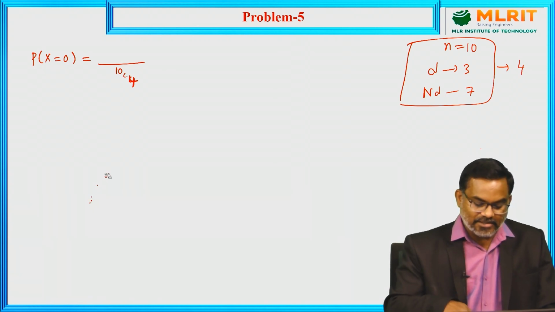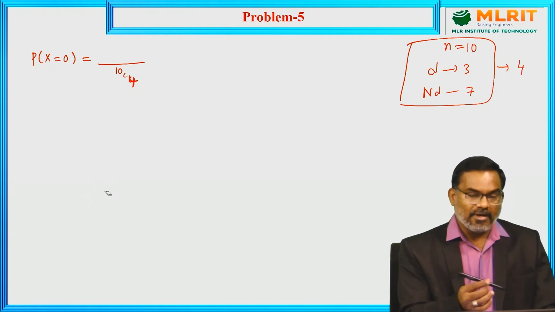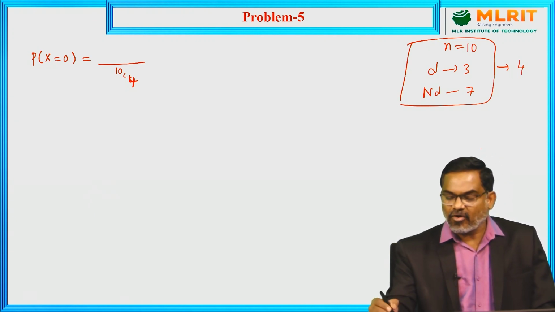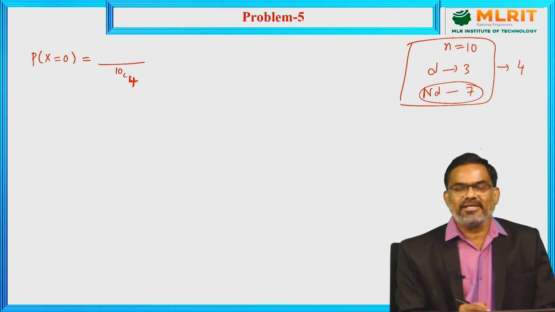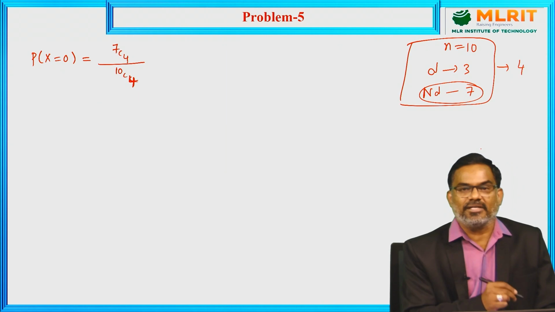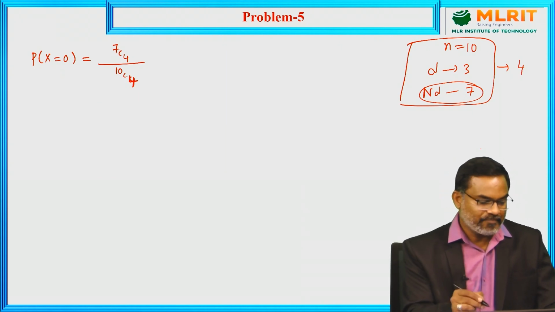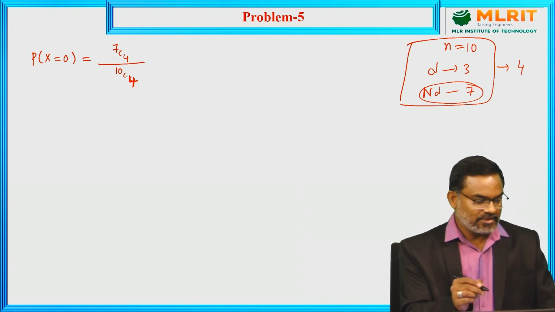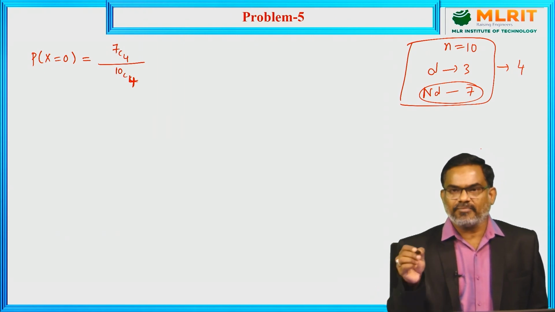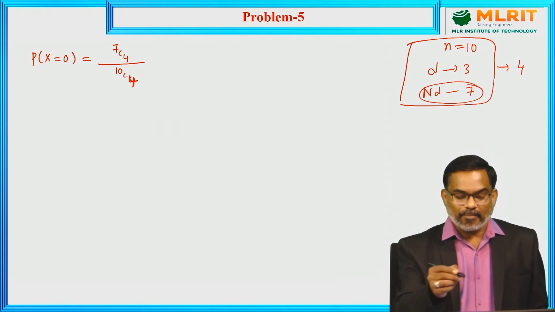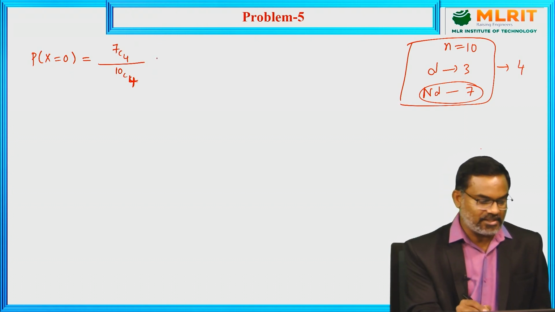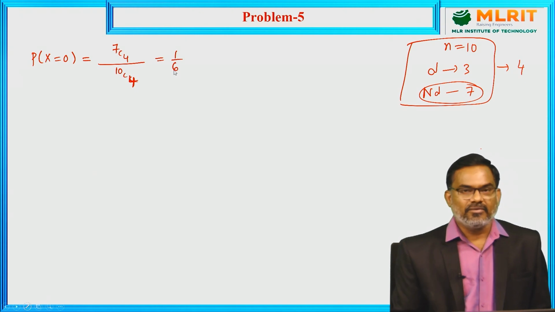X equal to 0 means all 4 must be non-defective. And how many non-defective items are there? There are 7 non-defective items. So these 4 must come from those 7 itself: 7C4 by 10C4. This gives the probability of 0 defective items. If 4 items are selected from 10 items, the probability of 0 defective items is given by 7C4 by 10C4. If you calculate this, we will get 1 by 6.